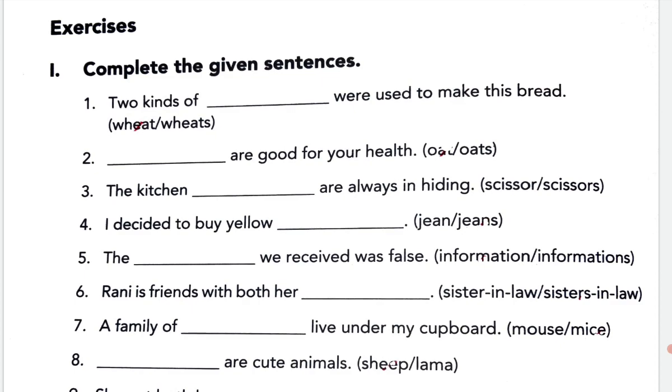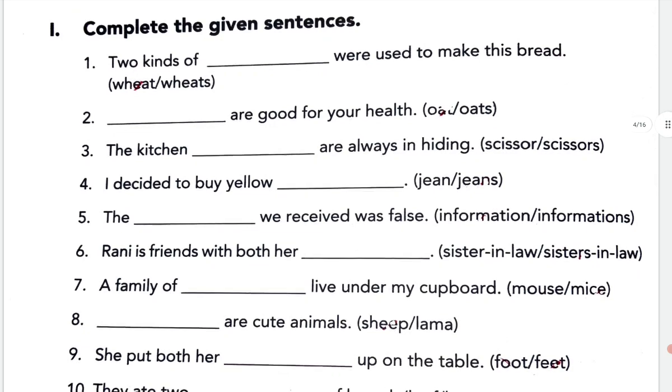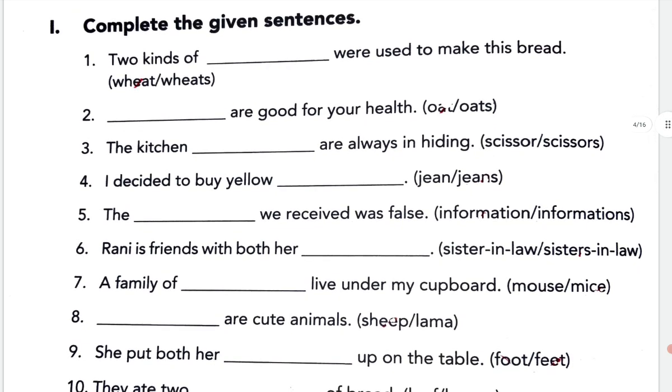Complete the given sentences. Two kinds of dash were used to make this bread. Two kinds of wheat. We won't say it like wheats. Dash are good for your health. Oats. Oats are good for your health. Of course, you know oats are good for your health.